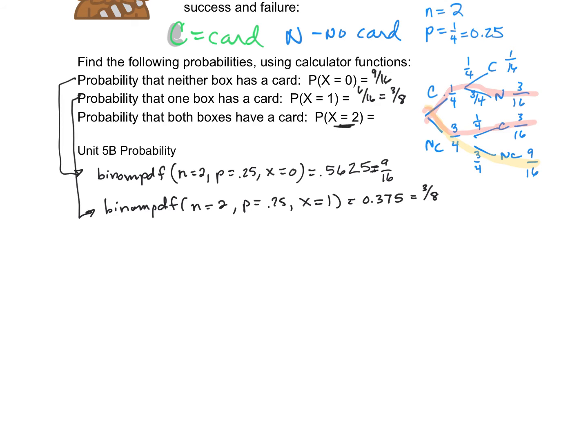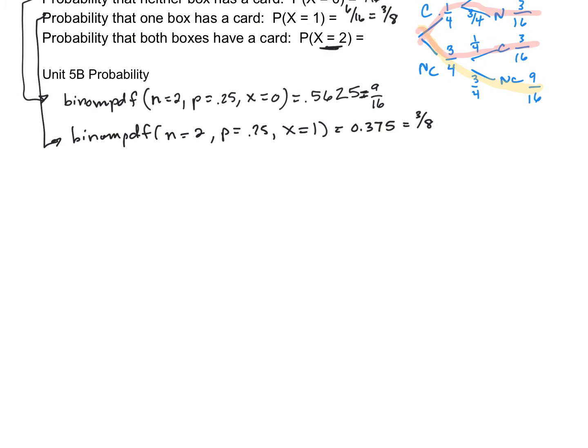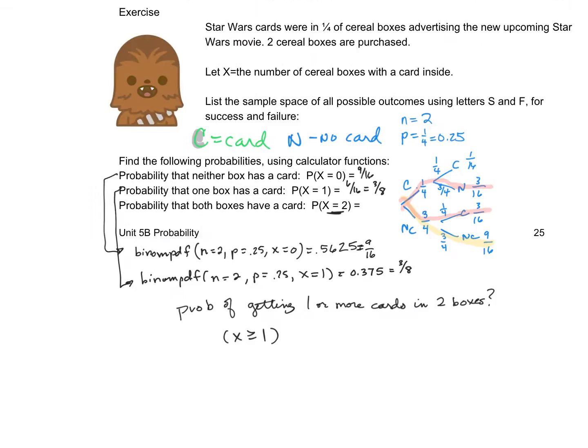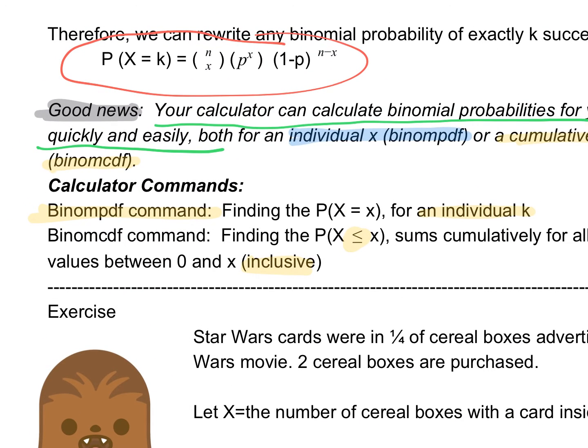Here's the problem. Look what it says up here. What if I asked you, here's a good question, what is the probability of getting one or more cards in 2 boxes? So it'd be 1 or greater. Yes, so this is x is greater than or equal to 1. Here's the problem. What does it say right here? It only does less than or equal to, doesn't it? We can't do greater than or equal to on binomial PDF or CDF. It only ever does less than or equal to.